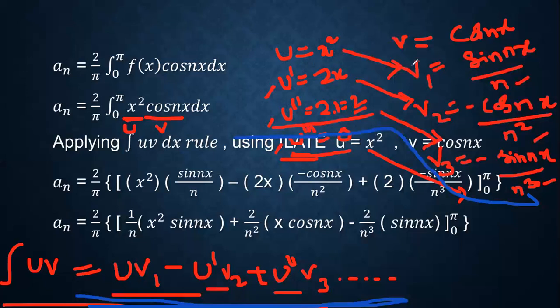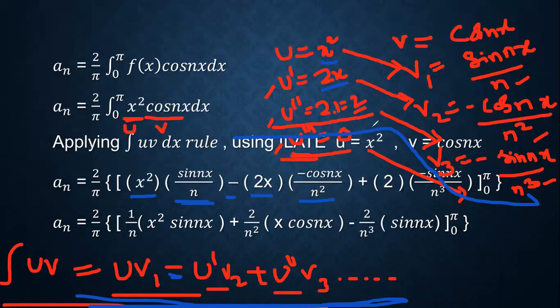So u into v1. This is your u, this is your v1. The u value is x square, and v1 is sin nx by n here. Next is minus u dash into v2. What is u dash? 2x. What is v2? Minus cos nx by n square.